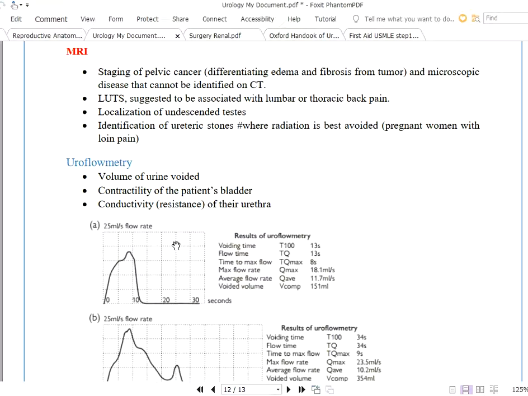There is another test known as uroflowmetry. Uroflowmetry helps us first of all to detect the volume of urine voided, the contractility of the patient's bladder, and the conductivity or resistance of the urethra, because the patient urinates on that machine, and the machine can detect the volume of urine eliminated, the maximum power of contractility, and the conductivity resistance of the urethra.